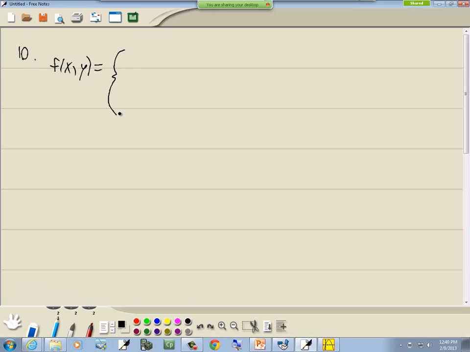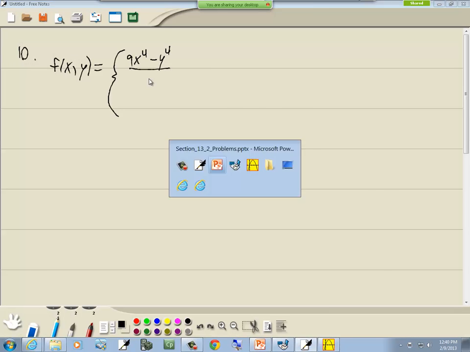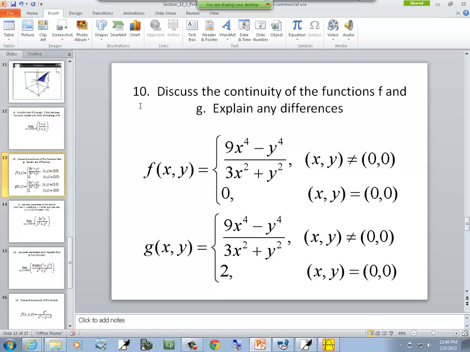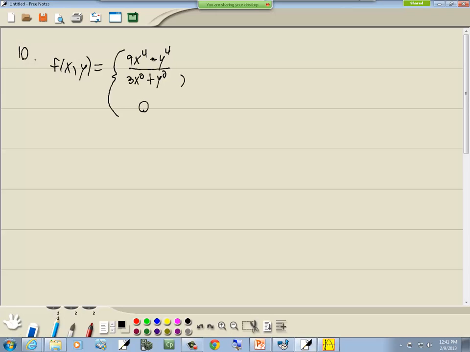Okay, so we've got 9x to the fourth minus y to the fourth over 3x squared plus y squared, and then 0. Now these are the z values. So remember, f of (x, y) is like your z. The z is equal to this and equal to this. The first one is when (x, y) is not equal to (0, 0), and this one is when (x, y) is equal to (0, 0).